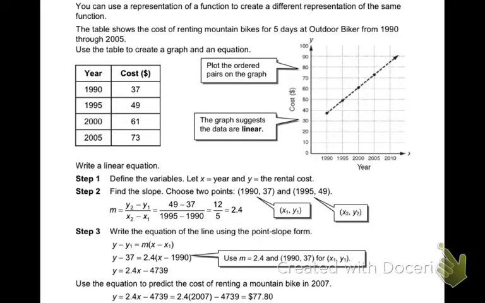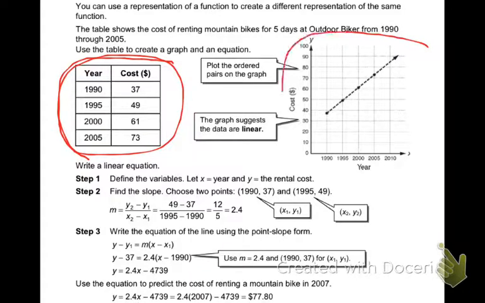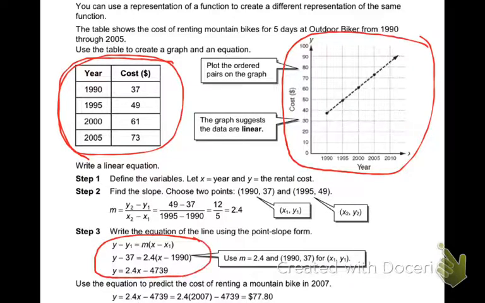You can use a representation of a function to create a different representation of the same function. For example, the table shows the cost of renting mountain bikes for 5 days at Outdoor Biker from 1999-2005. So you can use a table to represent functions. You can use the table to create a graph. Well, the graph is another way to express a function. And then beyond that, you can write an equation to express the function as well. So there are 3 different ways that you can express functions.